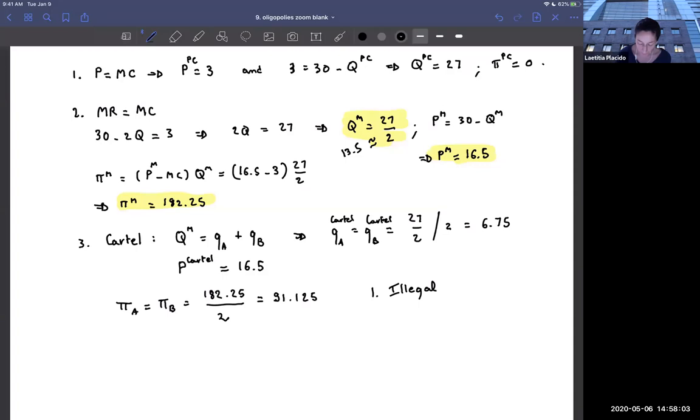So cartels are illegal. The second reason why we don't observe cartels in the real world is that they are not stable. The cartel equilibrium is not stable, okay? In other words, although this is a situation in which both firms can get the highest possible profit, this situation will never occur. Why? Because each firm has an incentive to cheat. Each firm has an incentive to deviate from this production QA. All right? So cartels are not stable because each firm has an incentive to increase its production and get higher profit.